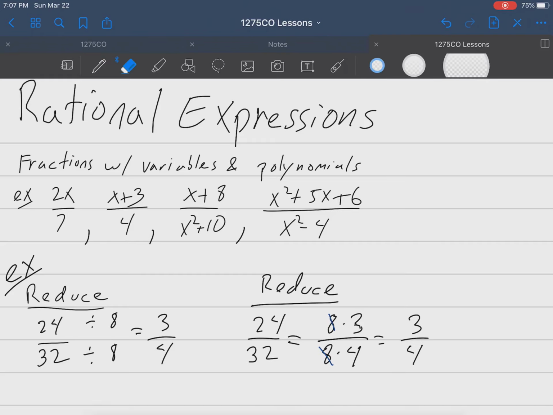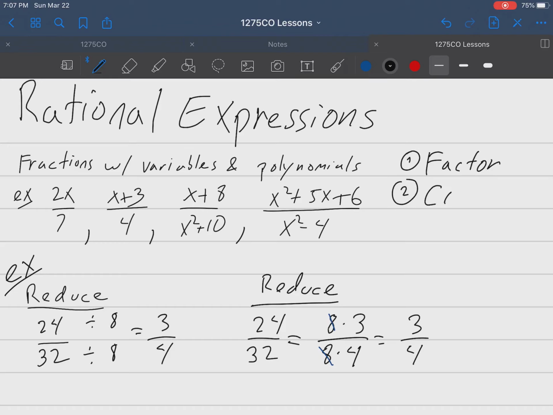So when we reduce a rational expression, we are not going to be finding what divides evenly into x plus 8 and x squared plus 10. Or we're not going to find what divides evenly into x squared plus 5x plus 6 and x squared minus 4. But instead, we're going to be factoring, and then we're going to be canceling. All right, those are the two main steps to reducing a rational expression.